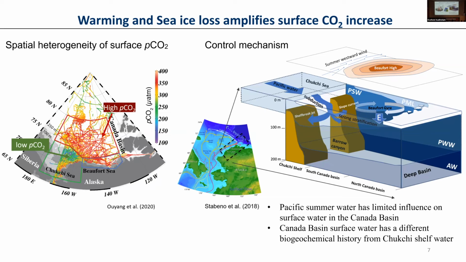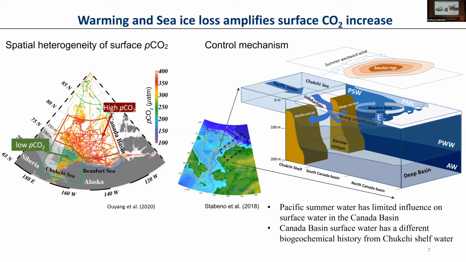On the Chukchi shelf, it's Pacific water dominant, which brings a lot of nutrients and heat onto the shelf. The nutrients can support strong primary production there and keep the pCO2 low. But this water does not go across the shelf break directly. Instead, it either subducts into the subsurface, following the isopycnal, or turns to the west or the east, depending on the wind condition. And this is why we didn't see low pCO2 in the Canada Basin just across the shelf break.